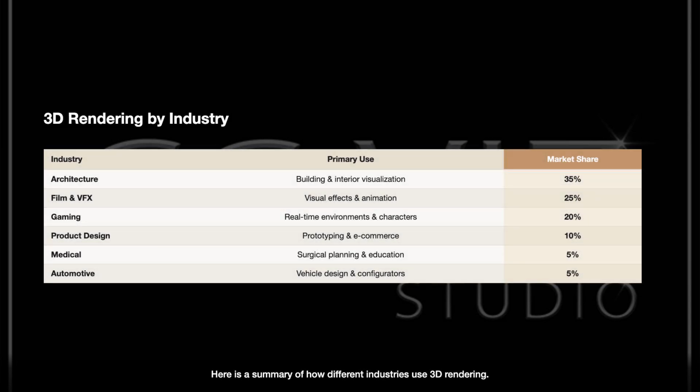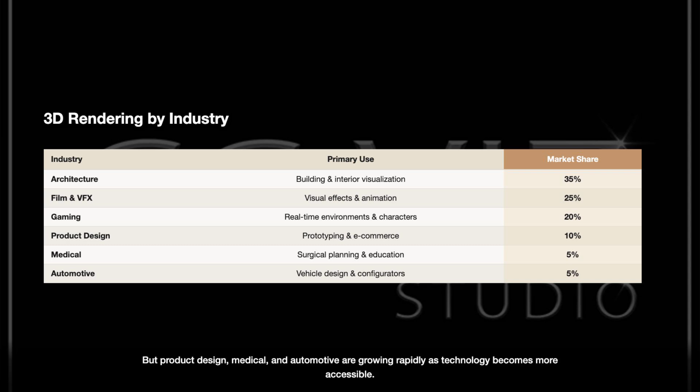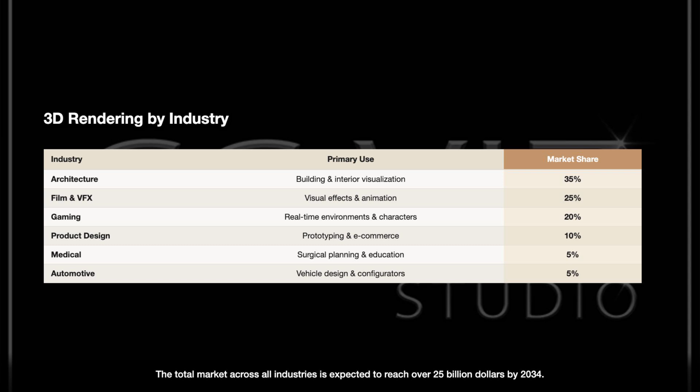Here is a summary of how different industries use 3D rendering. As you can see, architecture, film, and gaming are the three largest markets for 3D rendering. But product design, medical, and automotive are growing rapidly as technology becomes more accessible. The total market across all industries is expected to reach over $25 billion by 2034.